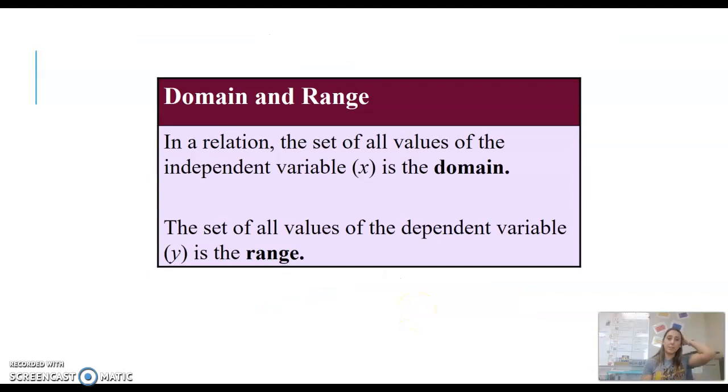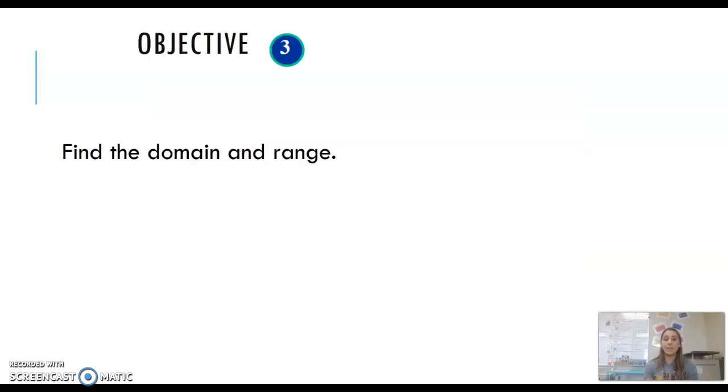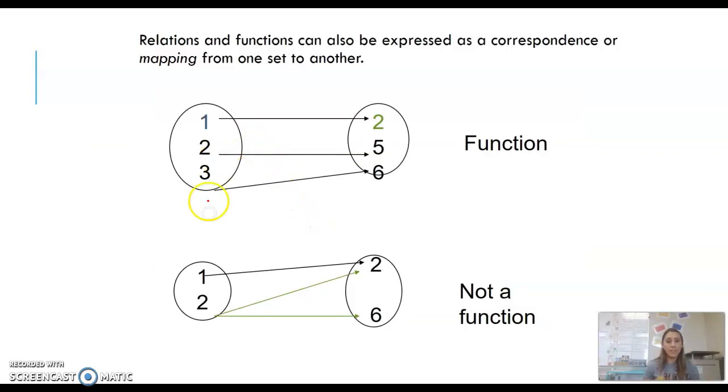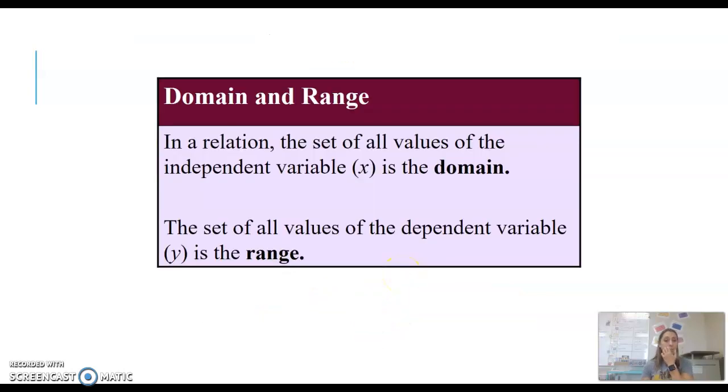So we're going to talk about domain and range. In a relation, the set of all values of the independent variable x is the domain. So on this one, all of this would be the domain. This would be the range. So that's how it looks in mapping. And then the set of all values of the dependent variable is the range.